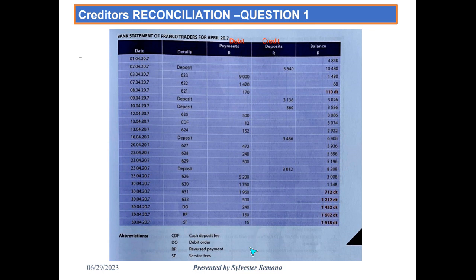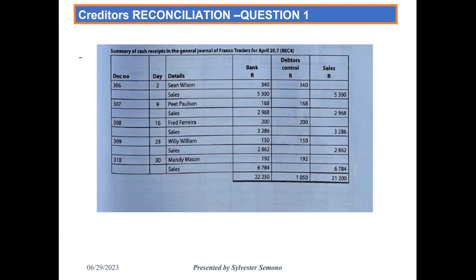It's okay. Because he reversed it, it means we must also go and reverse it in our books. This is similar to the errors which we spoke about. So we received it. Where do we see it? It is under the cash receipts. Can you see now?